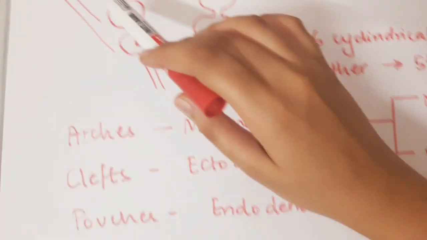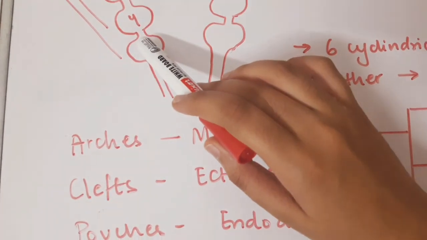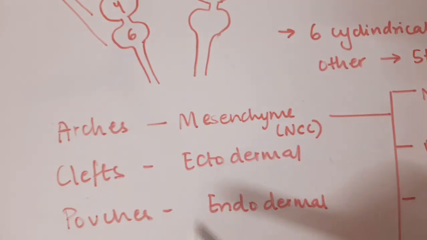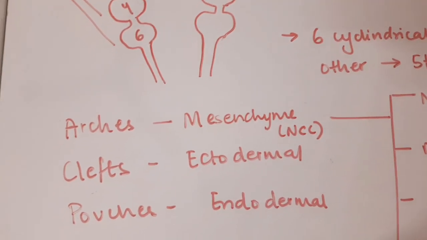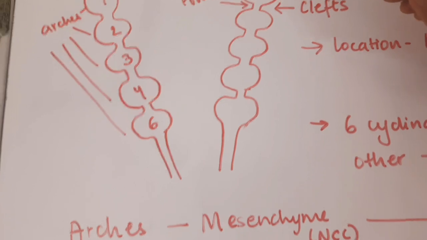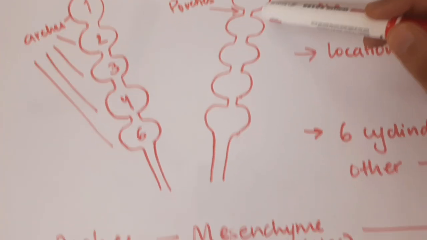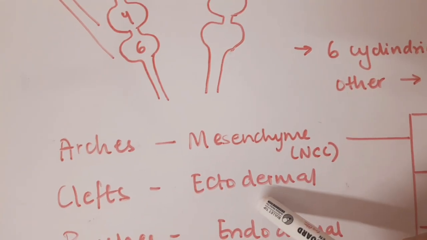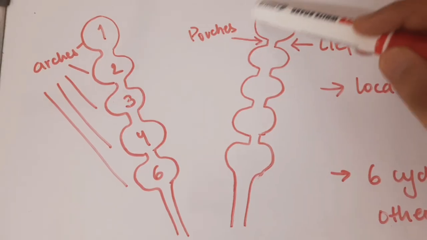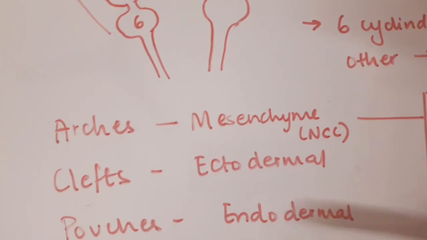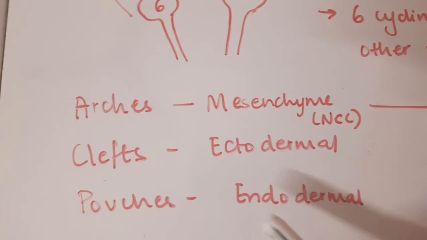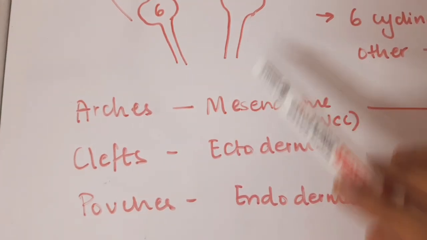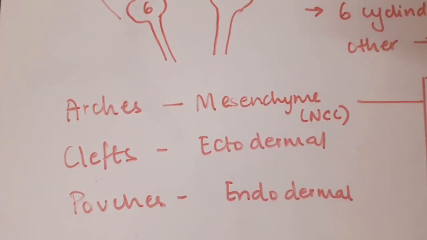Now let us look at where they come from and how they originate. So the pharyngeal arches, these central cylindrical structures, they come from mesenchyme, which is derived from the neural crest cells. The clefts, which are located on the outside, are ectodermal in origin, and the pouches, which are located on the inside, are endodermal in origin.